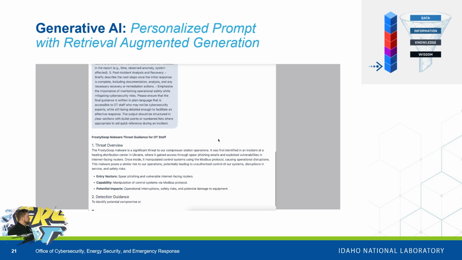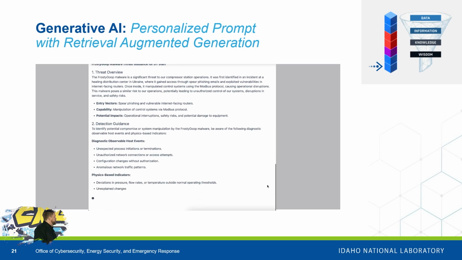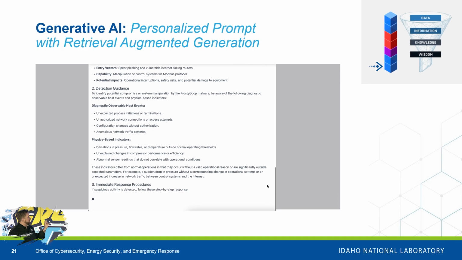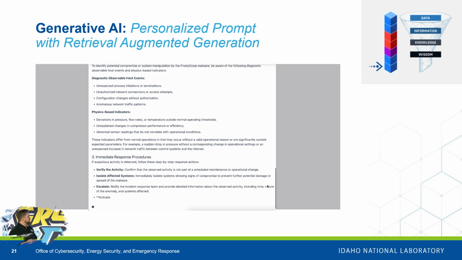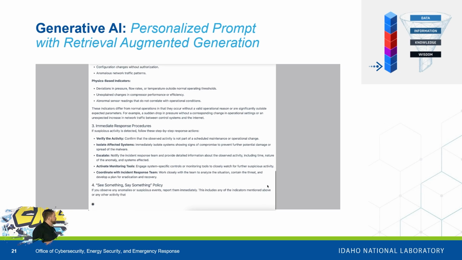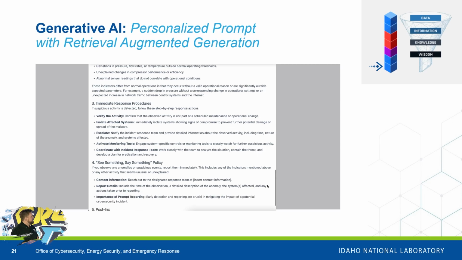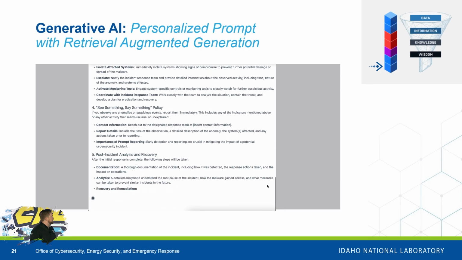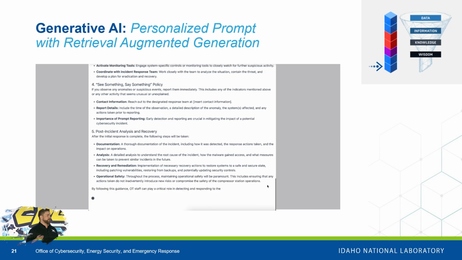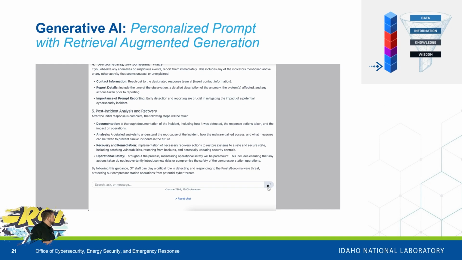So it is going to tell you about the malware and what some of the entry vectors and capabilities are, but it's going to give you very brief, natural language ways of explaining what the observable events are and what the physics-based indicators are. And then it's going to give you some immediate response activities that you can take. And then because I'm in control of what the organization does, they created a see something, say something kind of policy. And then also what we need to do when there's an incident after it. And so this is a pretty good start. Now, it's not going to be perfect. Again, 10% of the work is refining this to your own internal processes.